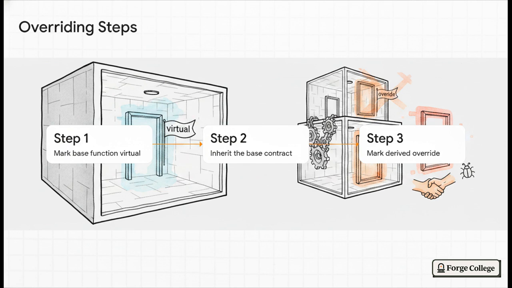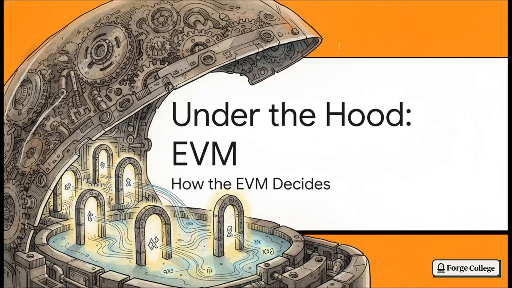Step 2, your new contract inherits from that base contract. Step 3, in your derived contract, you rewrite the function and mark it with the override keyword. The compiler basically forces this explicit handshake so you don't accidentally swap out crucial behaviors and introduce massive bugs into your smart contract. Moving right along to Section 4, Under the Hood with the EVM.